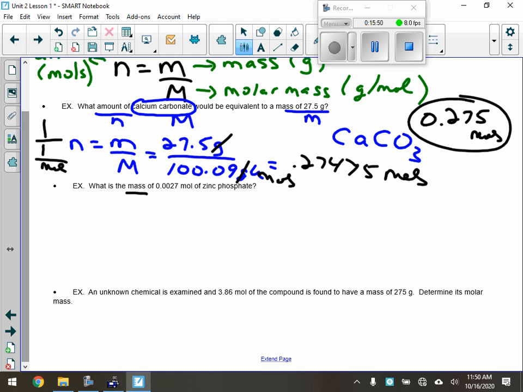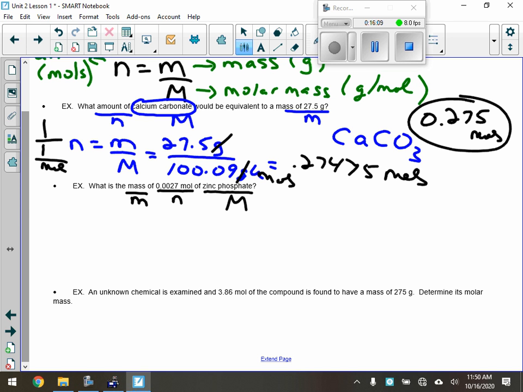What variable am I looking for here? Yeah, little m. What's 0.0027 moles? What letter or variable is that? N. And then, of course, again here we have big M, which we can find from zinc phosphate. Once we write out the formula, we can figure that out.